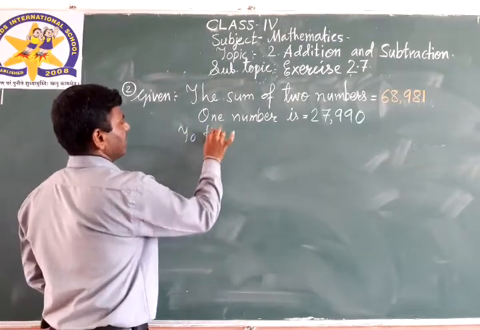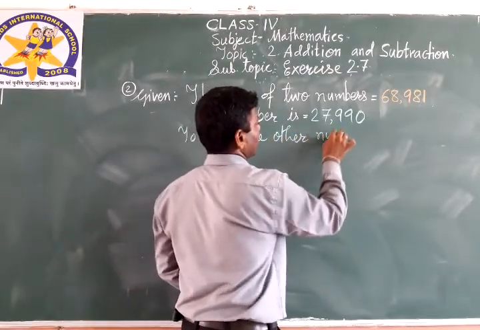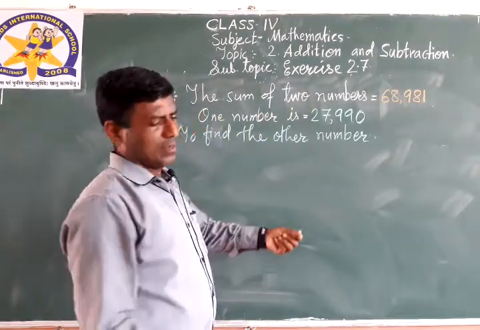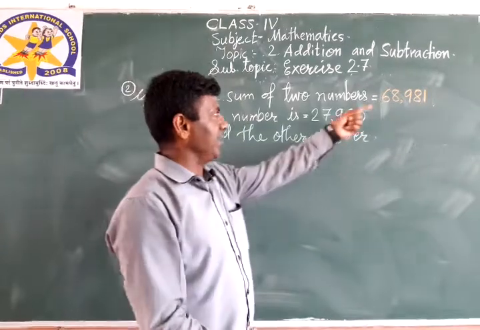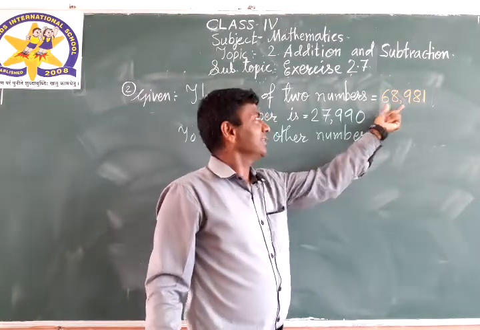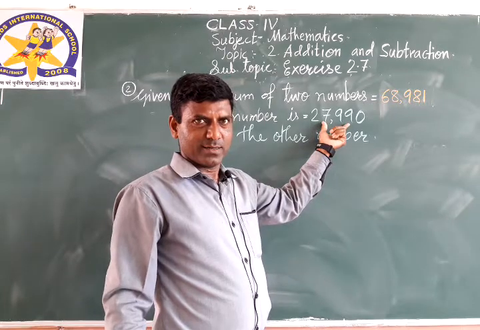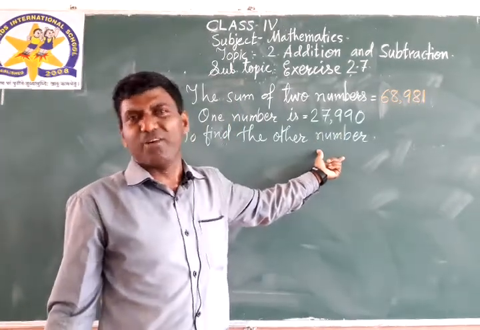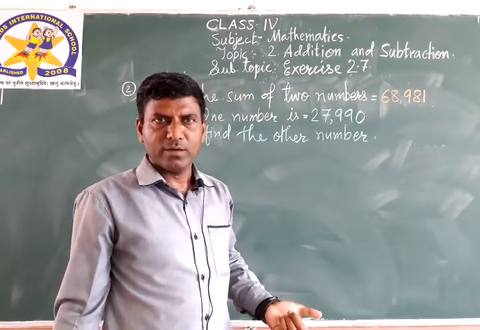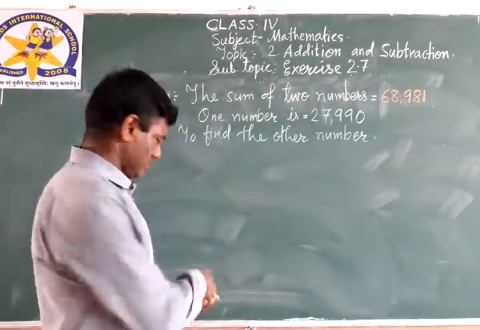To find the other number, this we'll have to find out. Very simple. दो नंबर की एडिशन हमें दी है, एक नंबर दिया है. It means the sum is given and one number is given. We'll have to find out another number. How will you find out? Very simple. By subtracting. Understand? You will get another number.